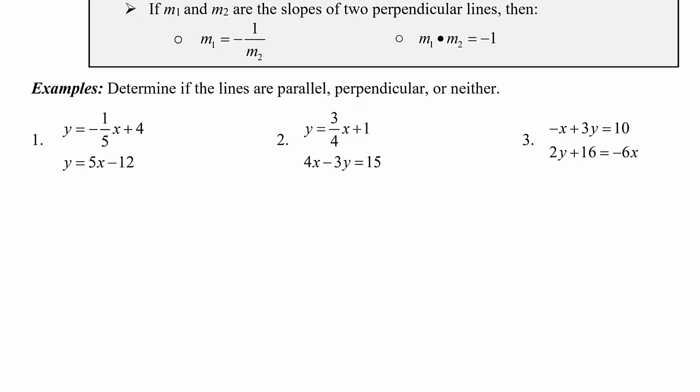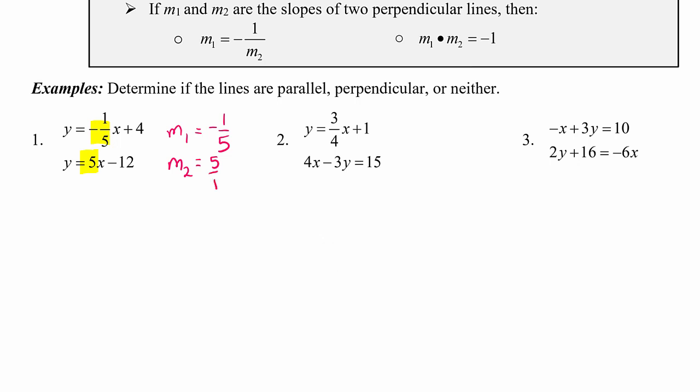These two lines are in slope-intercept form, so we can determine their slopes by looking at the equations. Line number 1 has a slope of -1/5, and line number 2 has a slope of 5/1, doesn't it? I'll call this m sub 2. So m sub 1, the slope of line number 1, is -1/5, and m sub 2, the slope of our second line, is a positive 5/1.